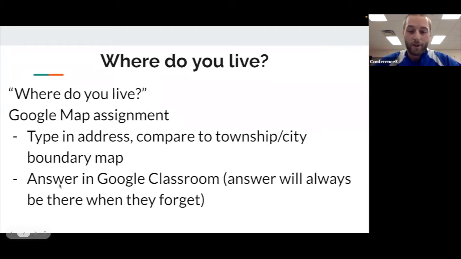And then we answer it in a Google Classroom. Kids do ask me, where do I live? After we've done this, usually months after, say, where do I live? Go look in the Google Classroom. It's there. You know where you live. You typed it in.